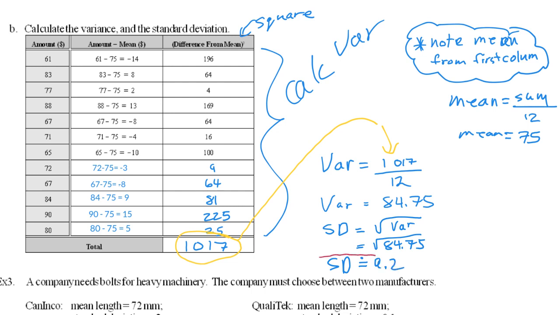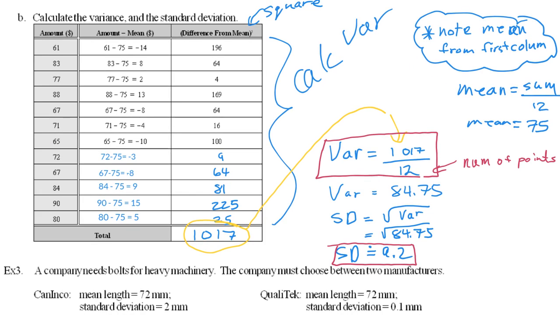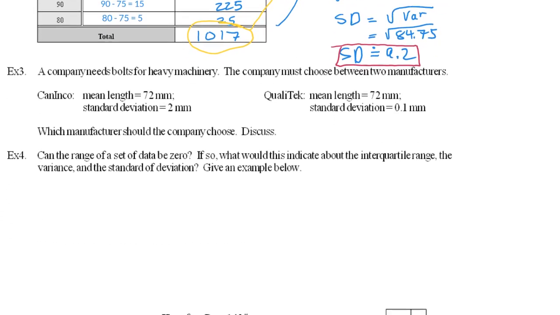Okay, so that is basically it, right? So we got the number of 1017 from adding up those squares, right? Then we divided by 12, which came from the number of points in the list that we had here. And that's it. And so now take a look at this problem.